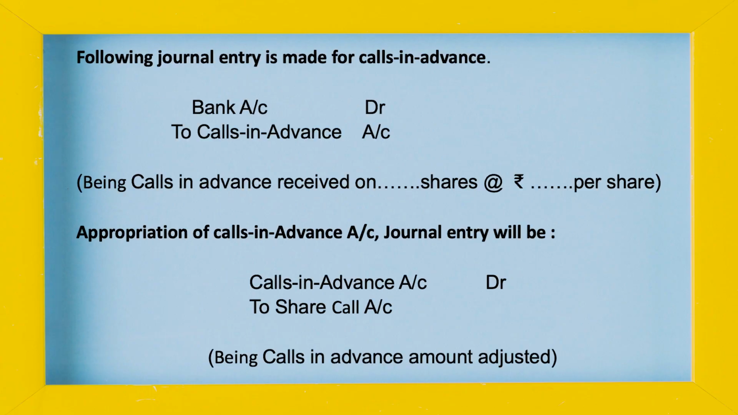The following general entry is made for call-in advance. On receipt of call money in advance, bank account debited to call-in advance account, being calls in advance received on number of shares at the rate given per share. For appropriation of the amount received in call-in advance account, the journal entry will be call-in advance account debit to share call account, being call-in advance amount adjusted.